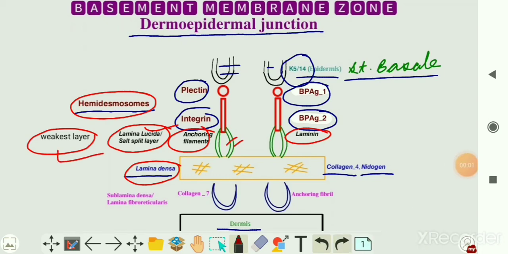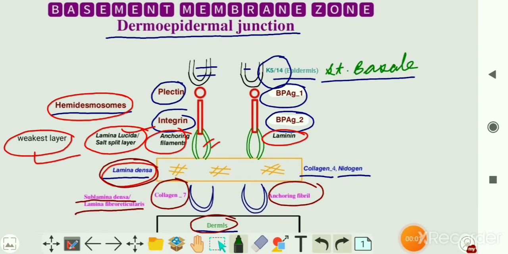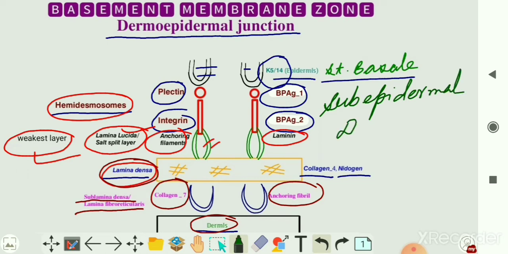There is another layer which is known as sublamina densa or lamina fibroreticularis, and this layer connects lamina densa with the dermis, and in this layer anchoring fibrils are present which are made up of collagen 7. A defect in any of these proteins leads to subepidermal disorders. These are those disorders which are found below the epidermis.